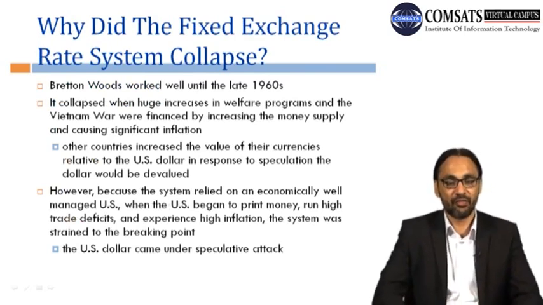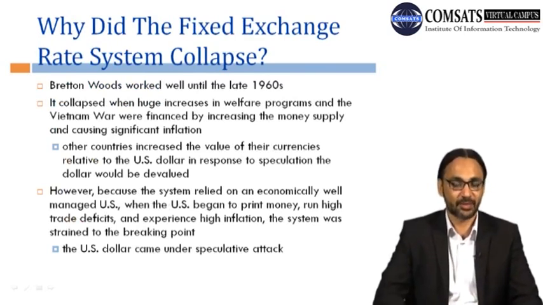Why did the fixed exchange rate system collapse? The fixed exchange rate system, which was developed at Bretton Woods in 1954, functioned well till 1960. It collapsed when a huge increase in welfare programs and the Vietnam War were financed by increasing the money supply and causing significant inflation.